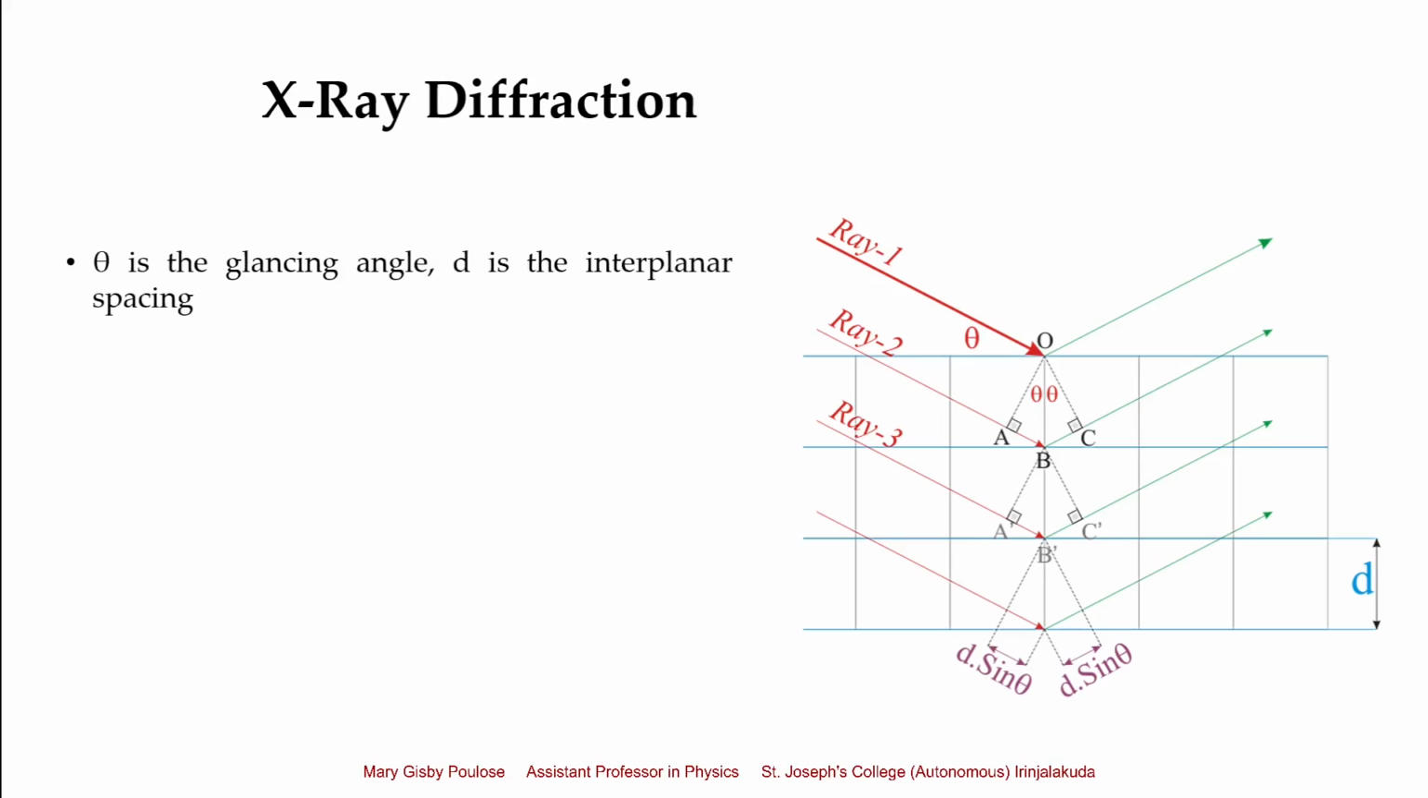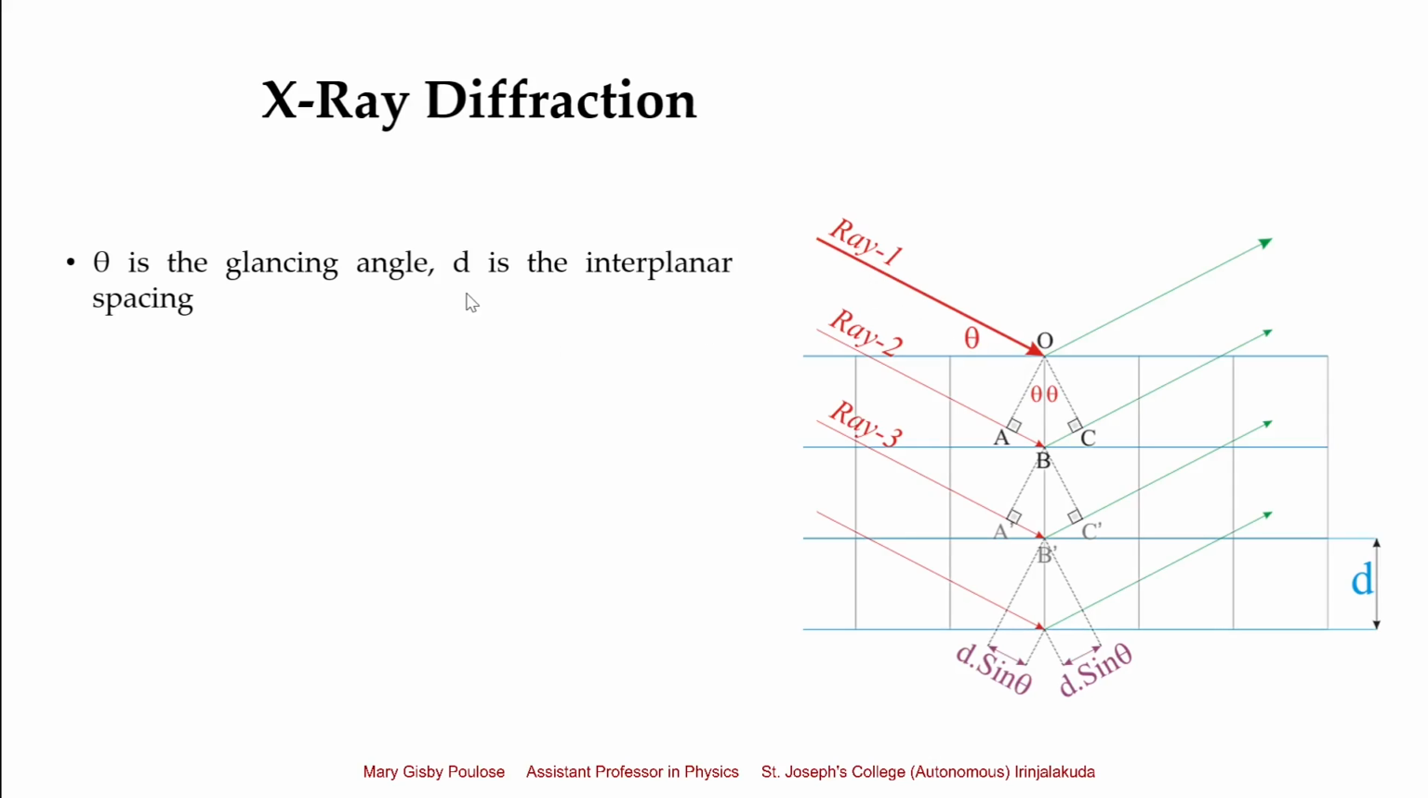So here theta is the glancing angle. It is the angle between the surface of the crystal and the incident ray. So the angle between the crystal surface and the incident ray is called theta, the glancing angle.